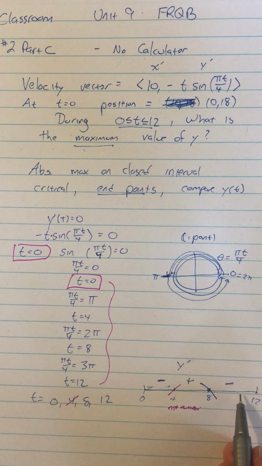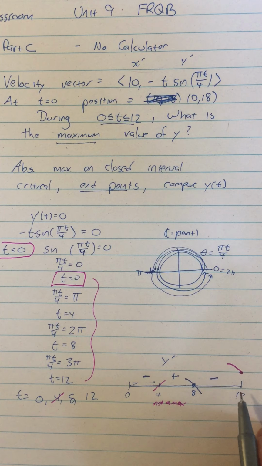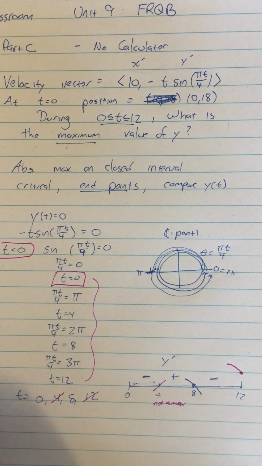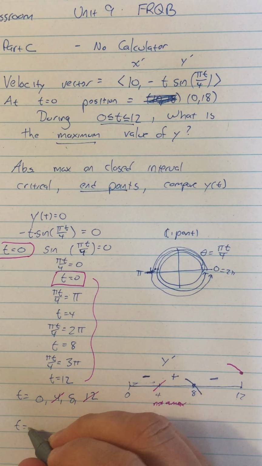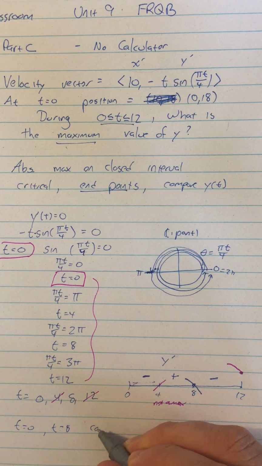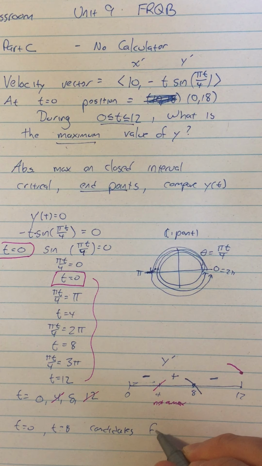Now, if I think about what's going on here, where I have negative values for y prime leading up to 12, that means that y has to be decreasing as it approaches 12. So in this whole interval from 8 to 12, y prime is negative, so y is decreasing. That means 12 cannot be a maximum because we decreased to get there. So everything before it is going to be larger than the value at 12. So that's how we can eliminate 12. So now we can see that our only candidates for the absolute max are t equals 0 and t equals 8.